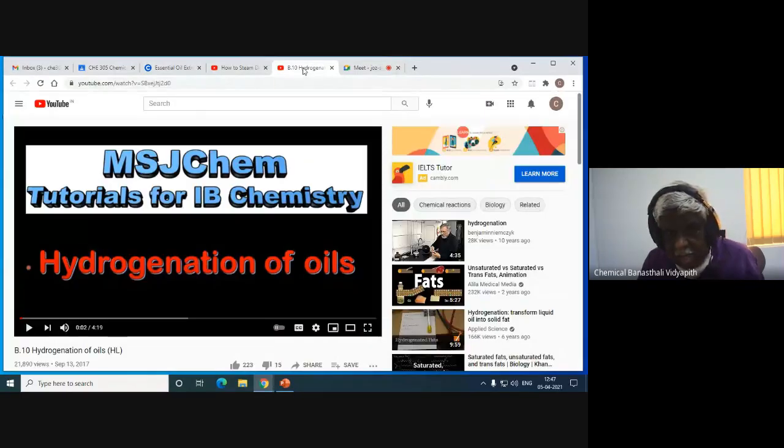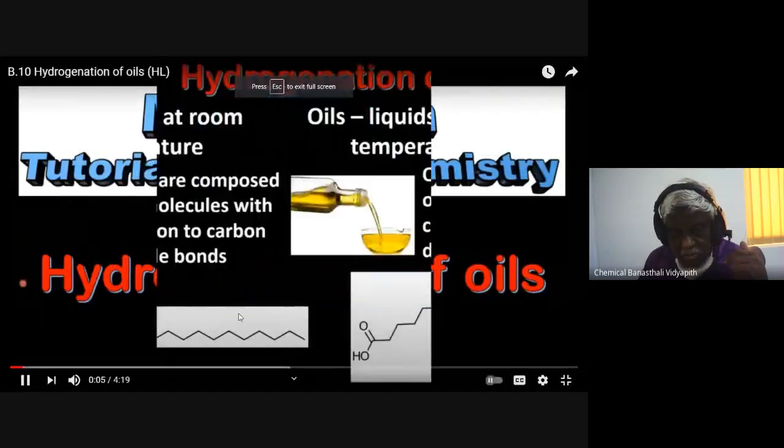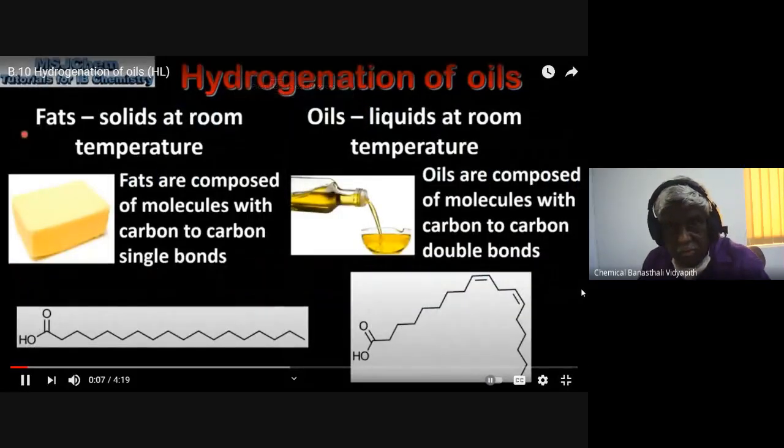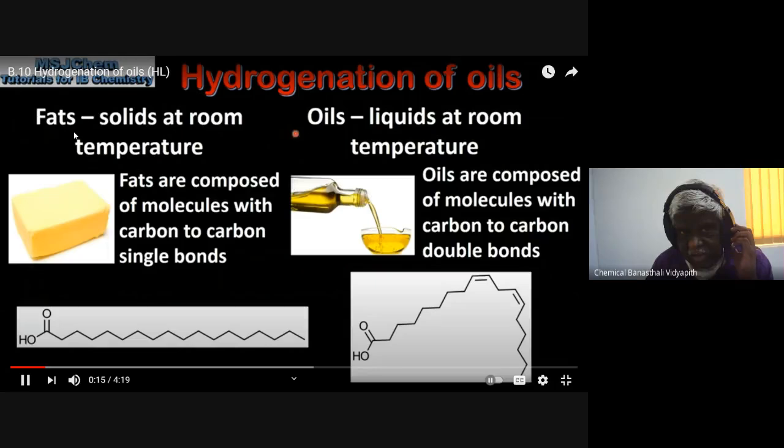How is hydrogenation done? I'll be looking at the hydrogenation of oils. We'll start by looking at the difference between fats and oils. Fats are solids at room temperature, whereas oils are liquids at room temperature. Fats are composed of molecules with carbon-to-carbon single bonds. Oils, on the other hand, are composed of molecules with carbon-to-carbon double bonds.